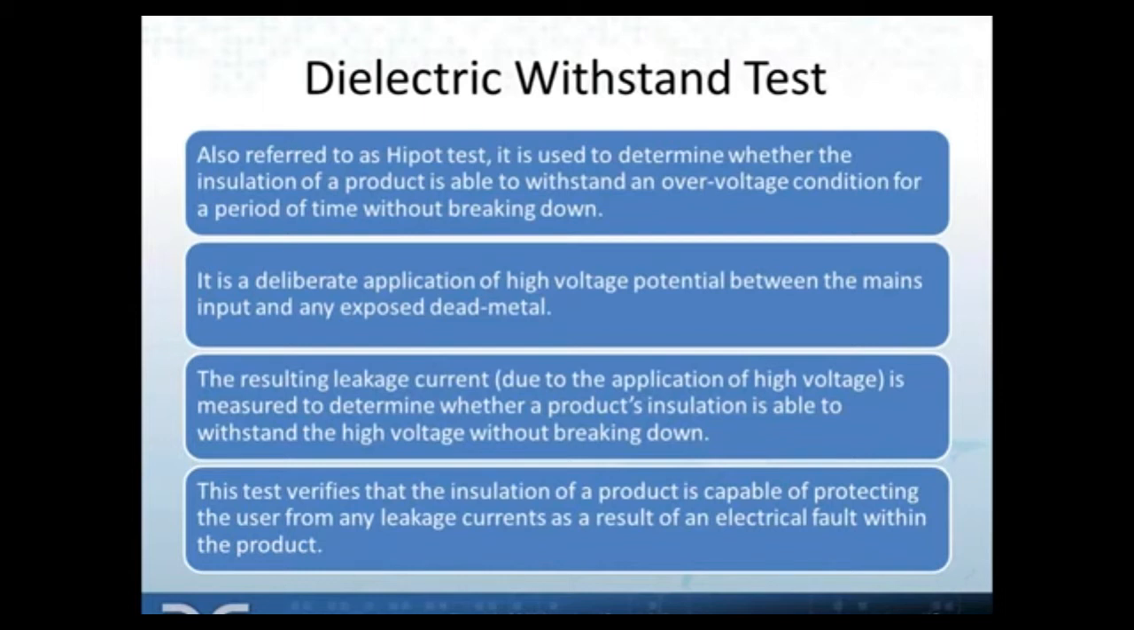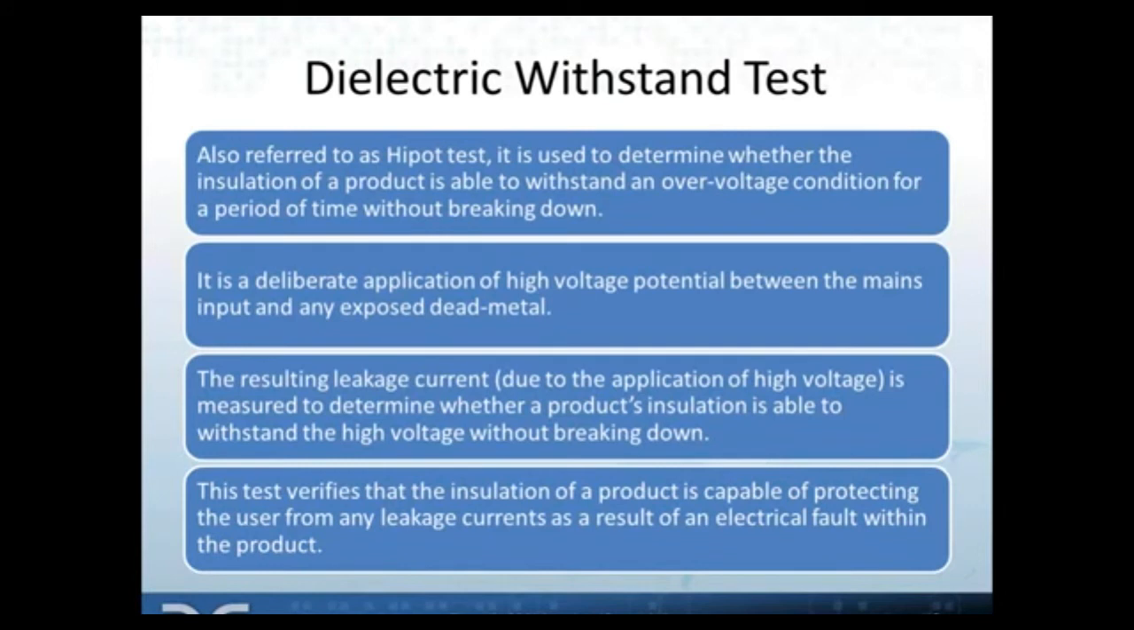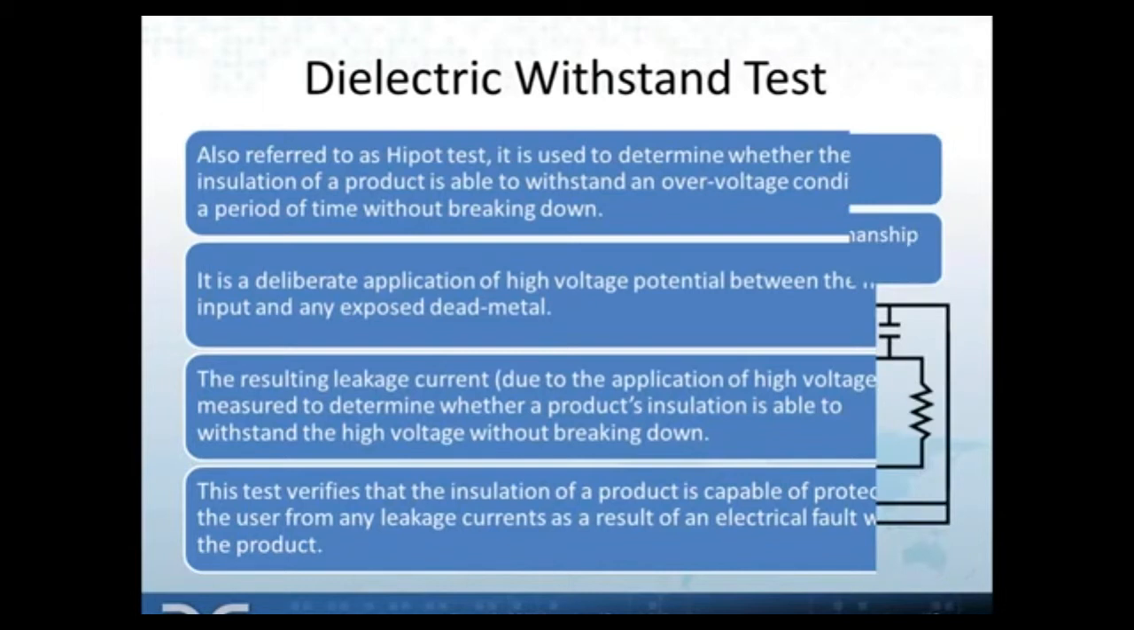This test is a deliberate application of high voltage potential between the mains input and any exposed dead metal on the product. The resulting leakage due to the application of this high voltage is measured to determine whether a product's insulation is able to withstand the high voltage without breaking down. This test verifies that the insulation of a product is capable of protecting the user from any leakage current as a result of an electrical fault within the product.